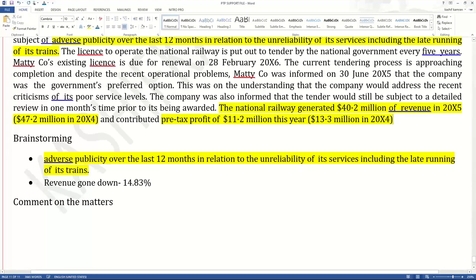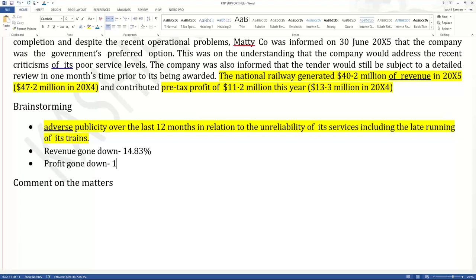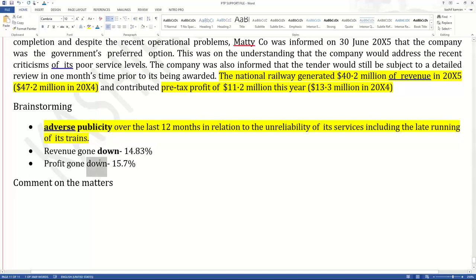So how much has been the decline in the profit because of this adverse publicity? The profit gone down by 15.7%. Now, is that an important information that there has been an adverse publicity? And can you see the adverse publicity is already resulting in the revenue going down and the profit going down? Right? Okay, see how I'm using the information.